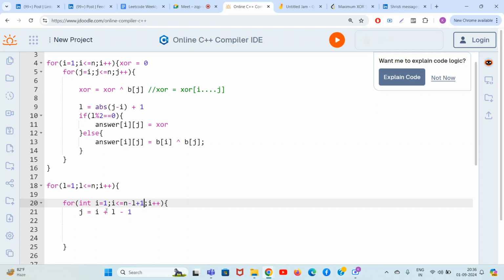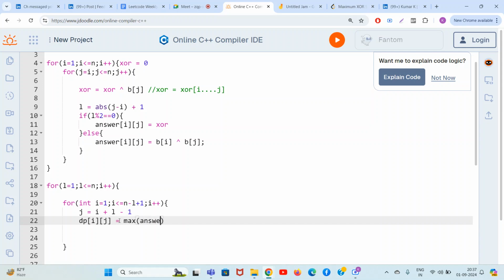So yeah, how will you calculate the answer for dp[i][j]? We know the formula, don't worry, we know the formula. It is max of three possibilities: answer of ij, or dp of i to j minus 1, or dp of i plus 1 to j. That's it. Once that is done, the job is done. Better be careful when the length is 1.